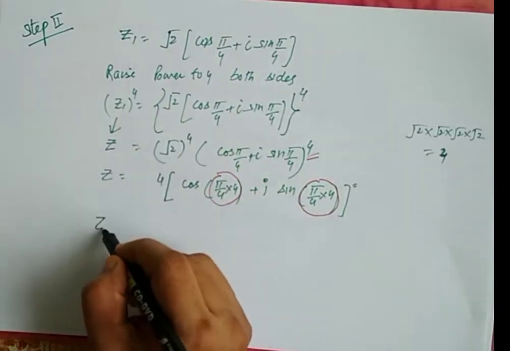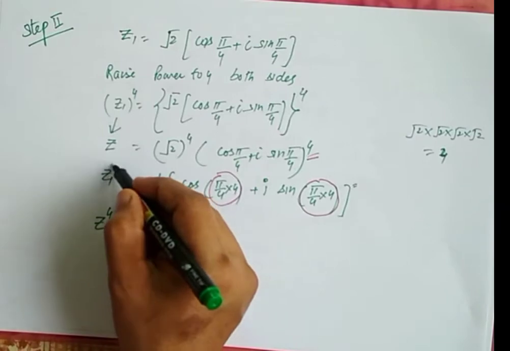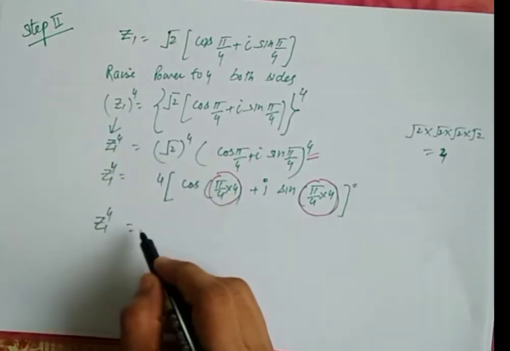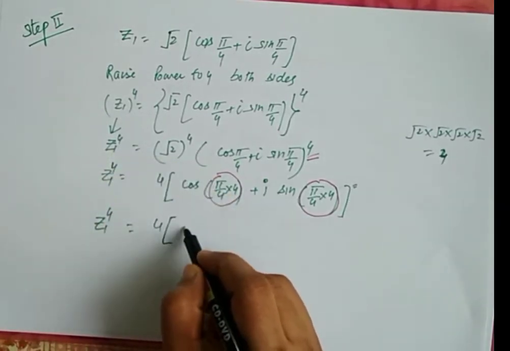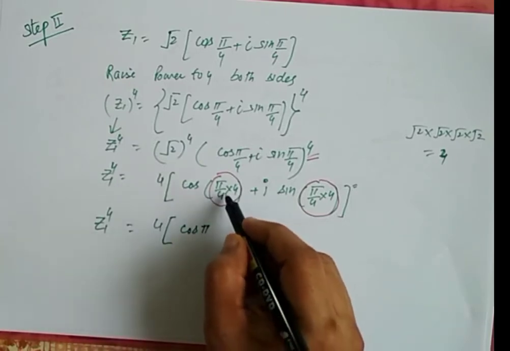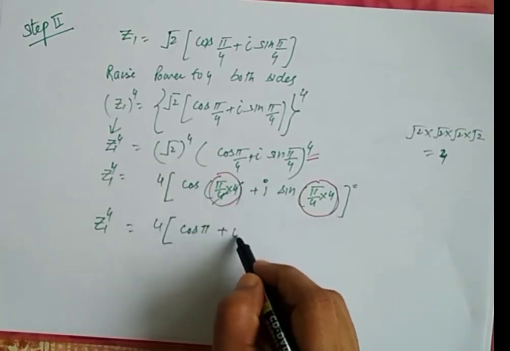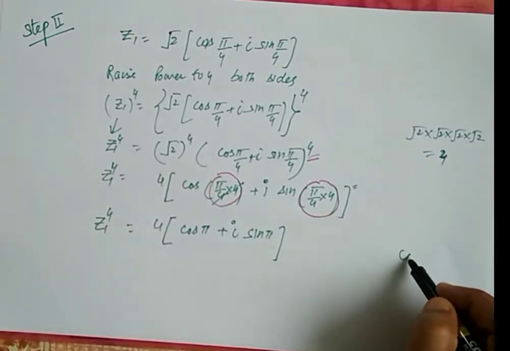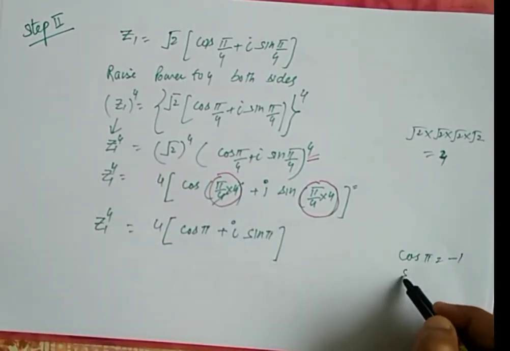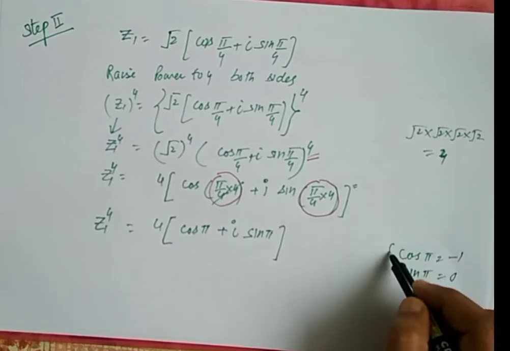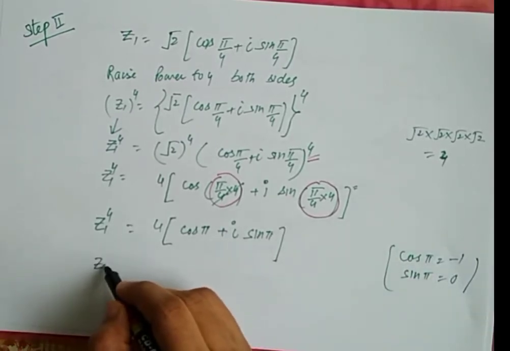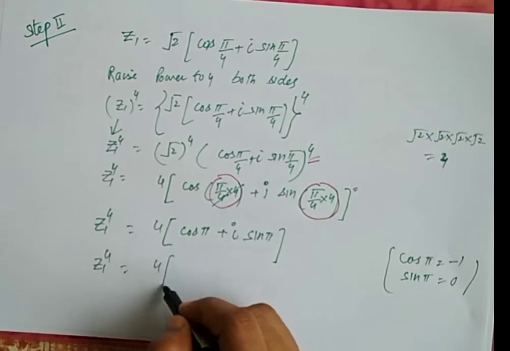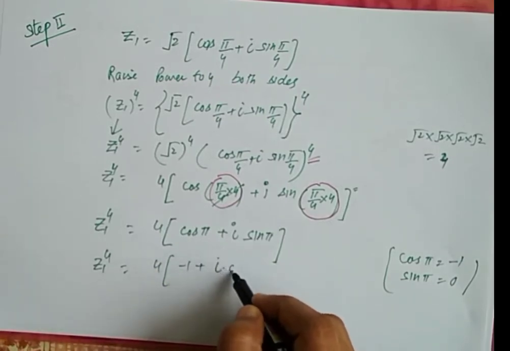So z1 raised to power 4 or z raised to power 4, it is equals to 4 cos pi, this 4 and 4 will cancel, cos pi plus i sine of pi. Okay, and cos pi is equals to minus 1 and sine pi equals to 0. Using this, z1 raised to power 4 is equals to 4 into minus 1 plus i into 0.